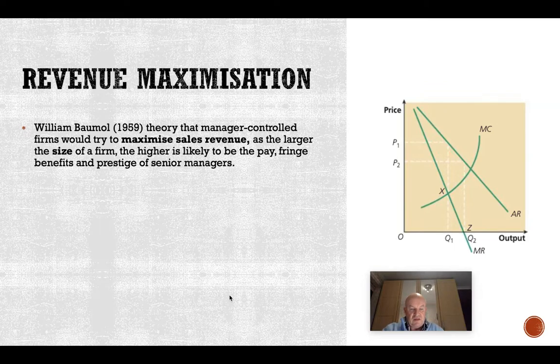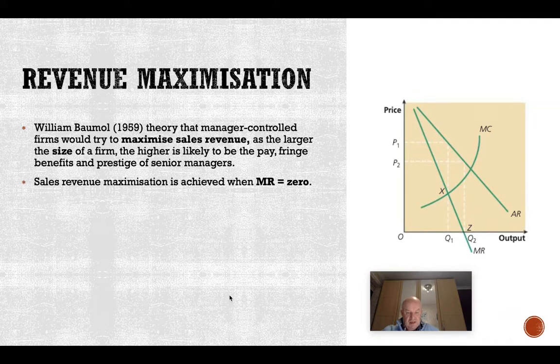Okay, so in this situation, it was a theory that Baumol came up with in 1959, and it was the principle that manager-controlled firms would try to maximize sales revenue, because the larger the size of a firm, the more likely it is that pay and fringe benefits for senior managers are going to go up as a result. So in that scenario, we would achieve sales revenue maximization at a point where we've got marginal revenue equaling zero.